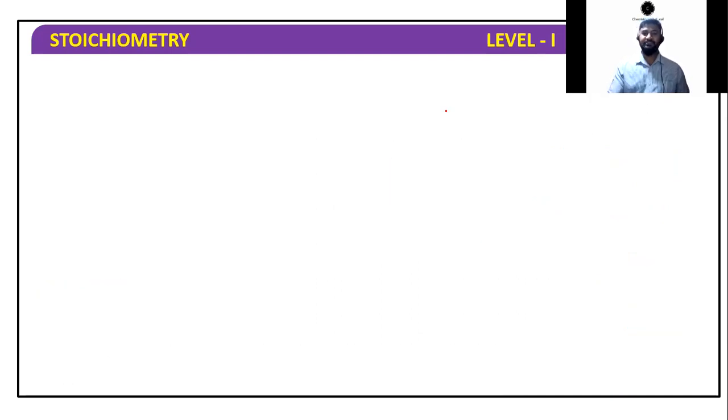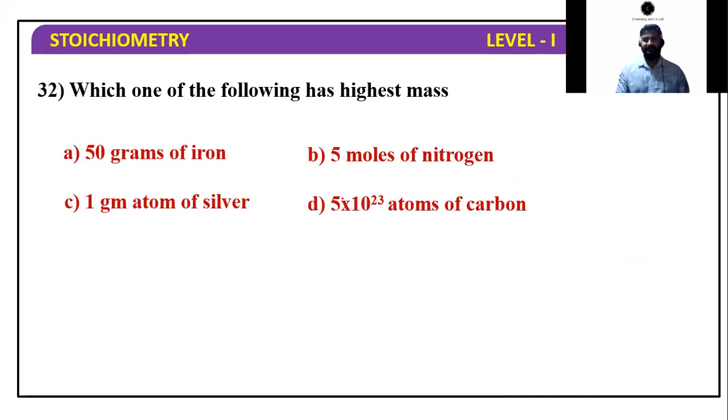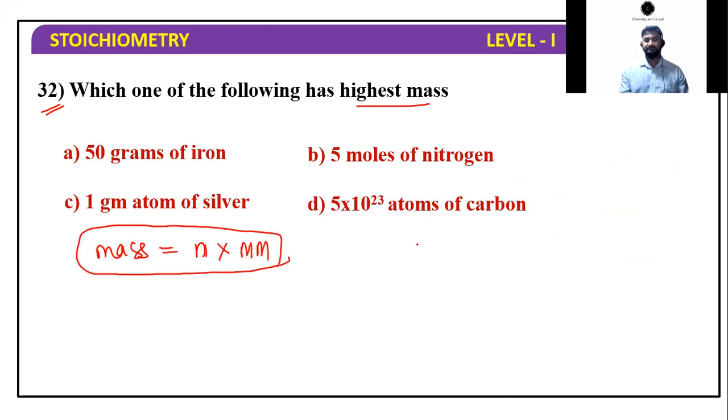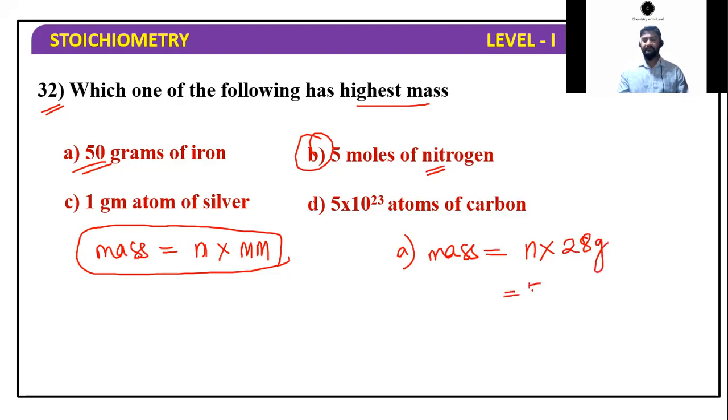Now, moving on to the next question. So let's look at the next question. This question says, which one of the following has the highest mass? How to find mass? You can pause the video and do it. Mass is nothing but number of moles into molar mass. So look at the first option, 50 grams. Second option is 5 moles of nitrogen. So how to find mass? Moles into molar mass. What's the molar mass of nitrogen? 28, right? Now 5 into 28, how much is the value? Yes, 140 grams.